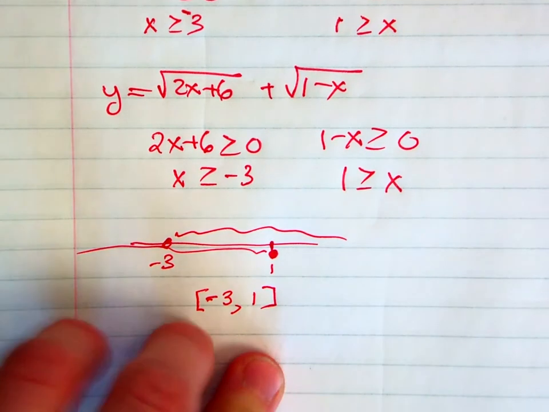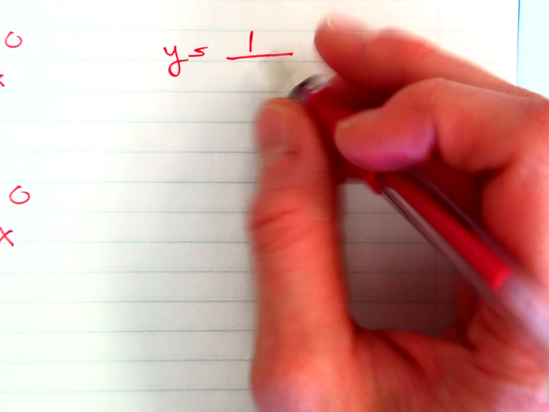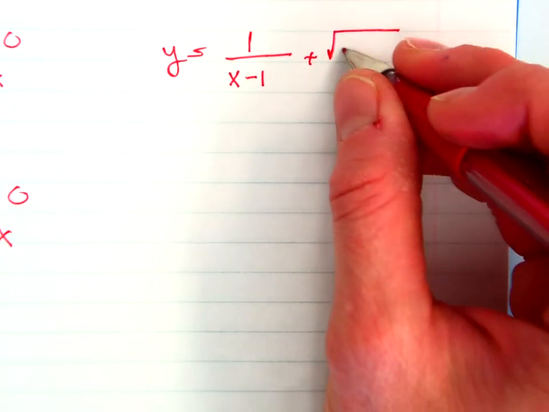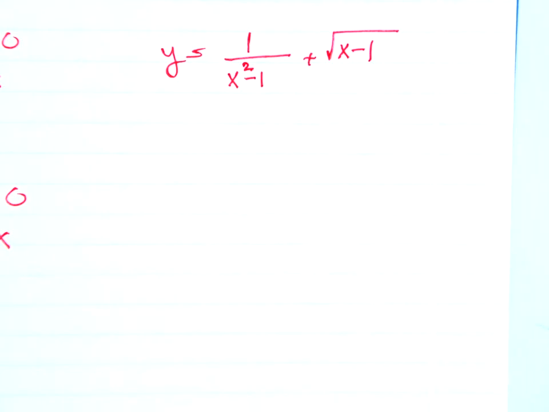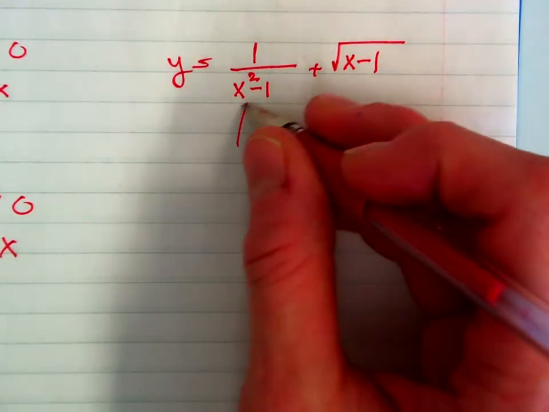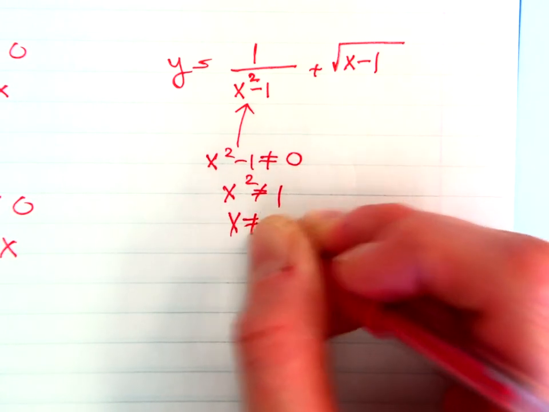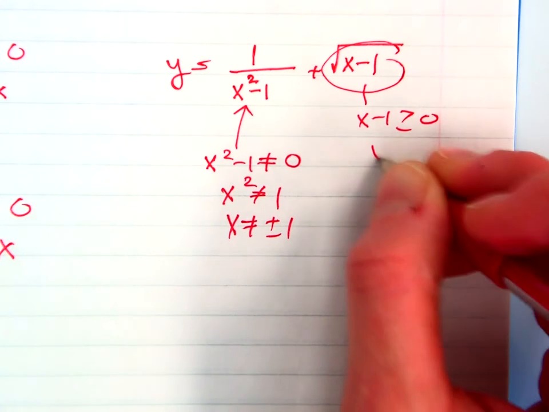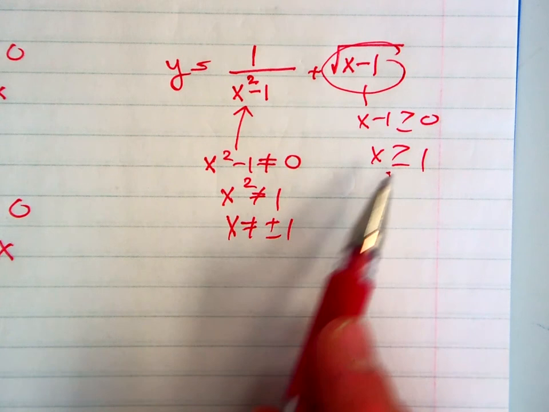Let's do just one more that has a fraction and a radical. So I can have find the domain of 1 over x squared minus 1 plus the square root of x minus 1. Okay, so this says that x squared minus 1 cannot be 0, so x cannot be plus or minus 1. This says x minus 1 has to be greater than or equal to 0, so x has to be greater than or equal to 1.